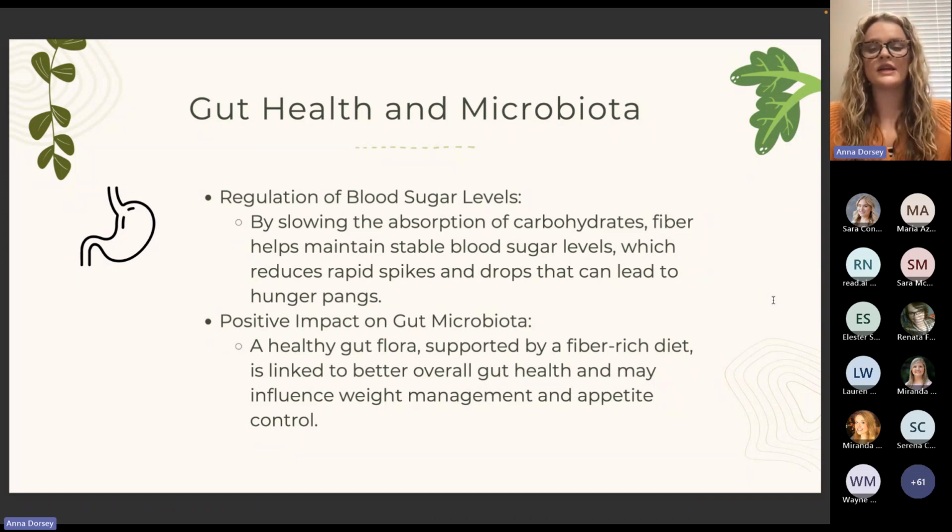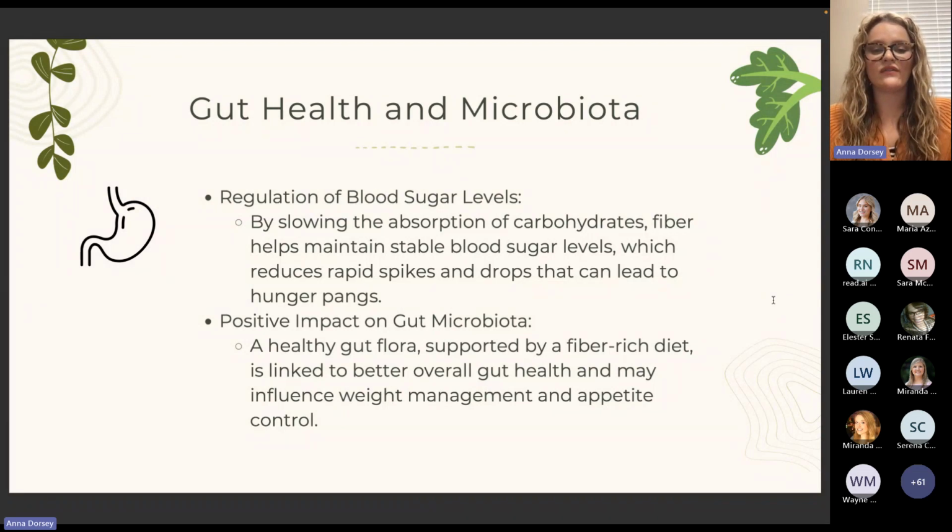And so eating fiber-rich foods along with things like carbohydrates, or those foods that might spike your blood sugar levels a little bit more, fiber is going to help maintain those blood sugar levels. It's going to help slow down the absorption of those carbohydrates, which is going to lead to a more gradual increase in your blood sugar and then a more gradual decrease in your blood sugar.